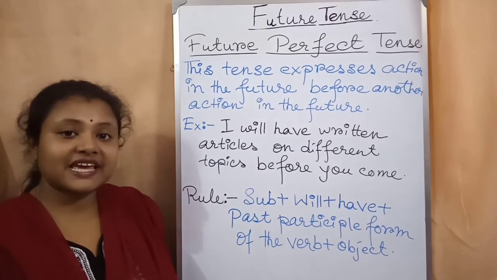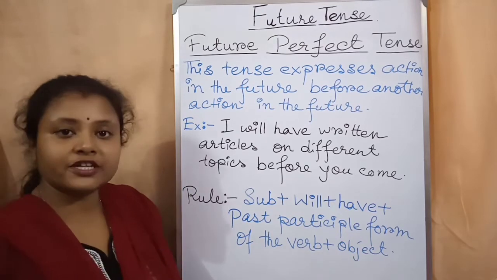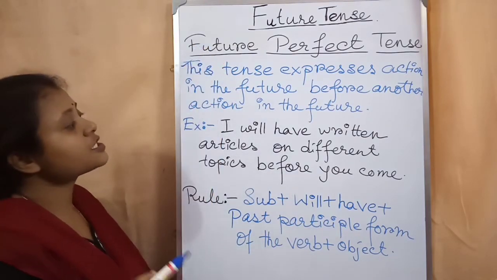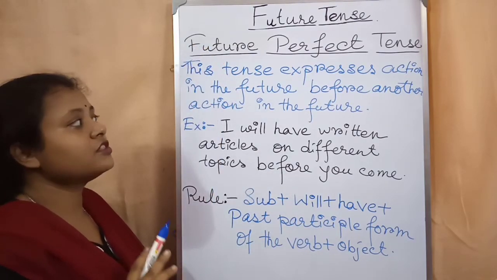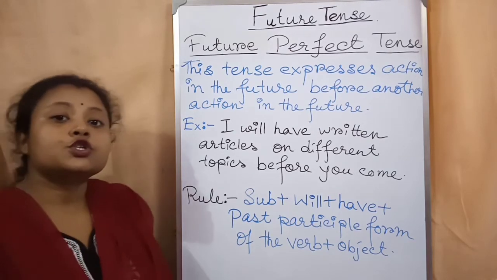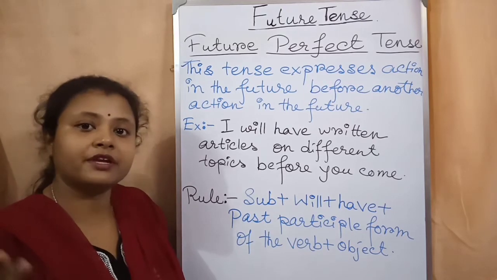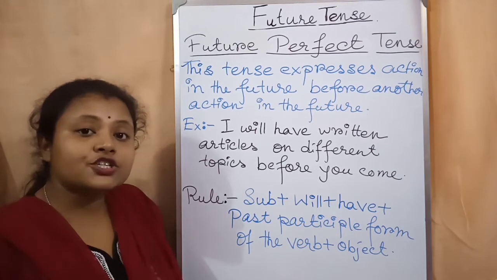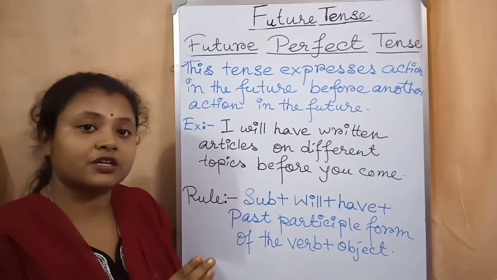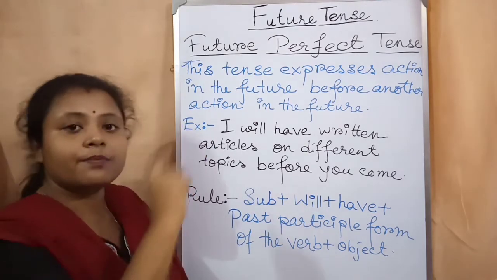Now, the next tense that we will learn is future perfect tense. So what is future perfect tense? This tense expresses an action in the future before another action in the future. So two actions will happen in future. Both the actions will happen in future. Okay. So the action which will happen before another action, in case of the former action, we will use future perfect tense.